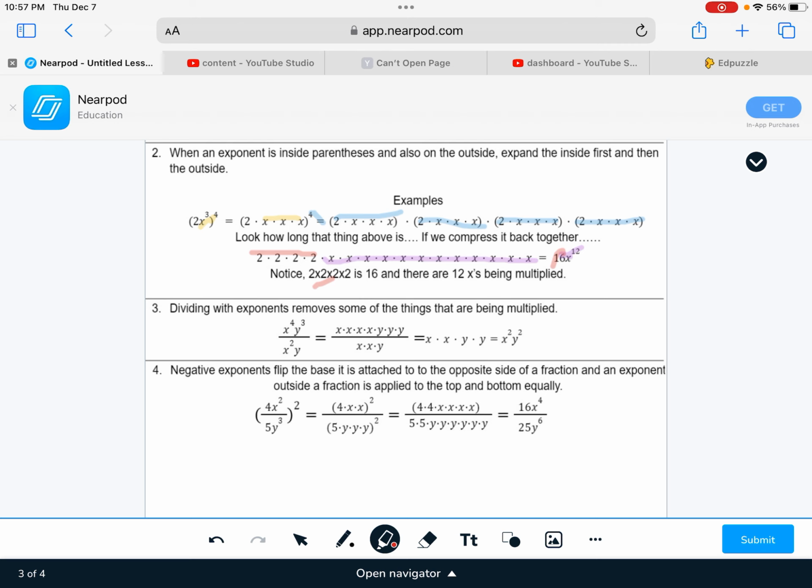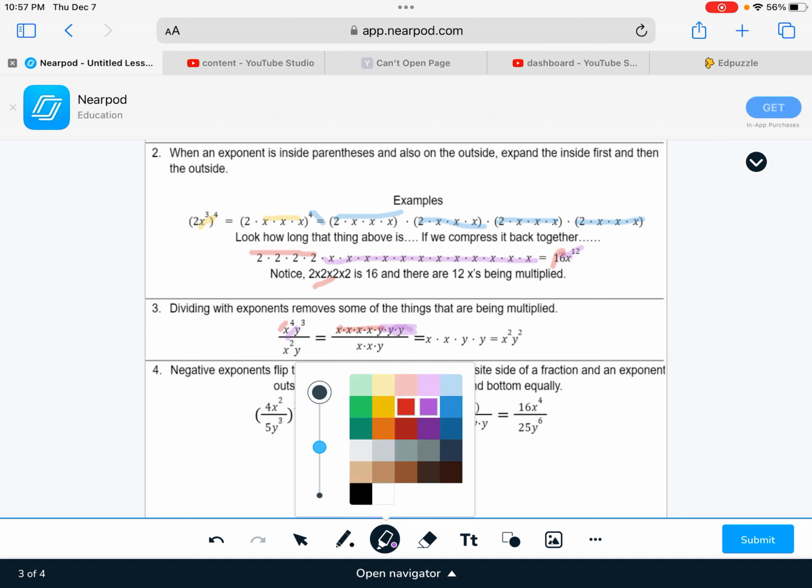Dividing with exponents removes some of the things that are being multiplied. You'll notice x to the 4. I got 4 x's here. I have y to the 3, and I have 3 y's there.